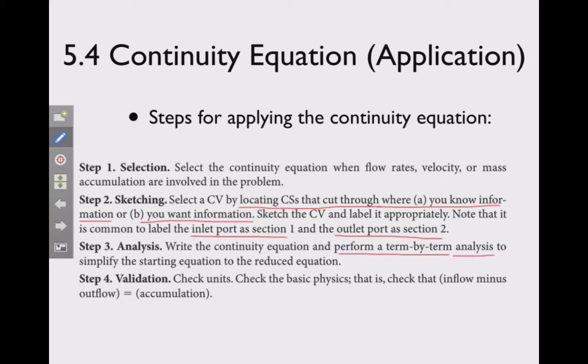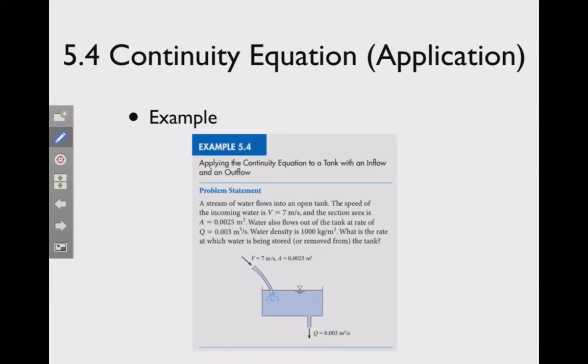Then in analysis, write down the continuity equation, perform a term-by-term analysis to simplify it, and check your units. Check the physics and make sure that inflow minus outflow equals accumulation at the end of the problem. So that's it. There's a whole series of examples, but we'll either do these in class or I will put together a lecture with some of these examples as well.